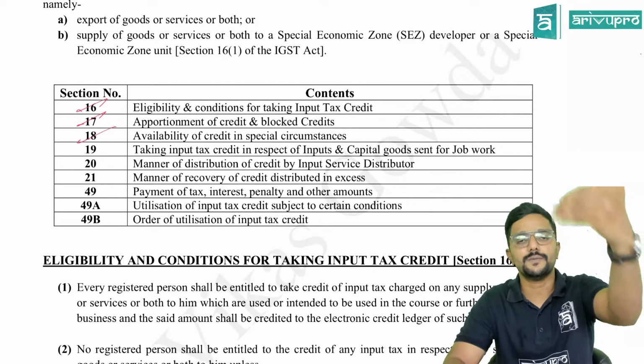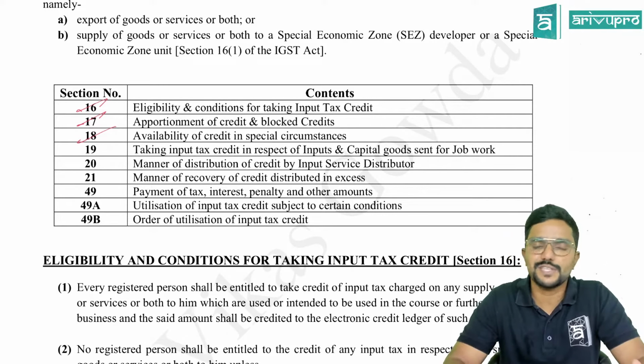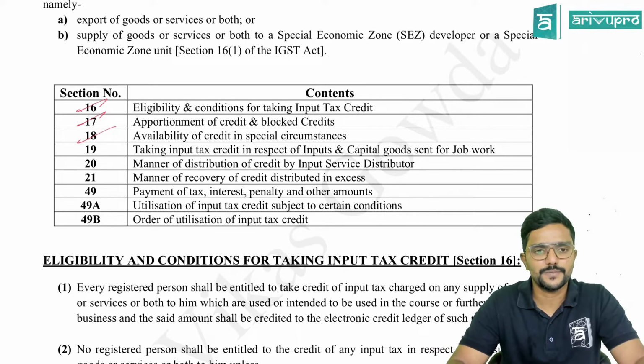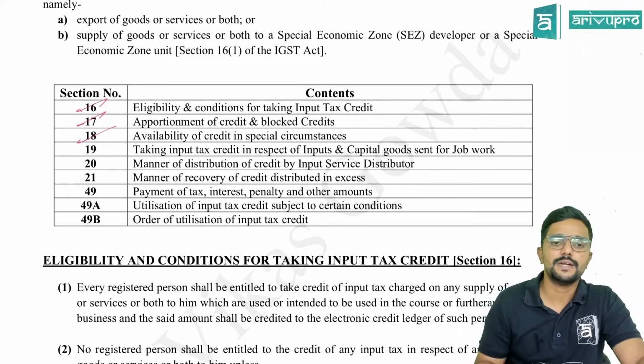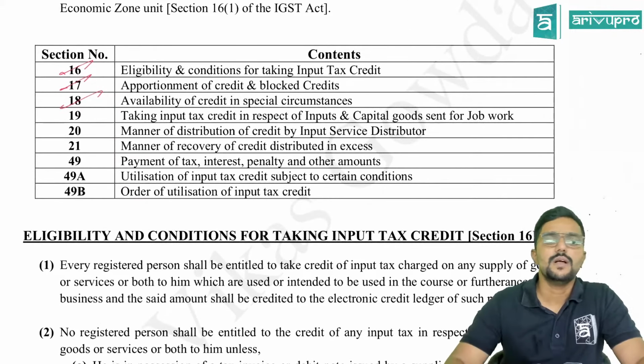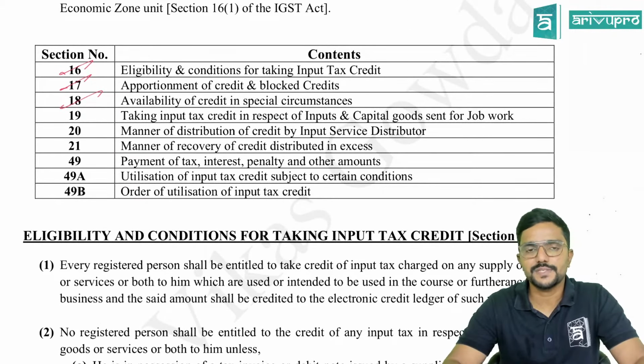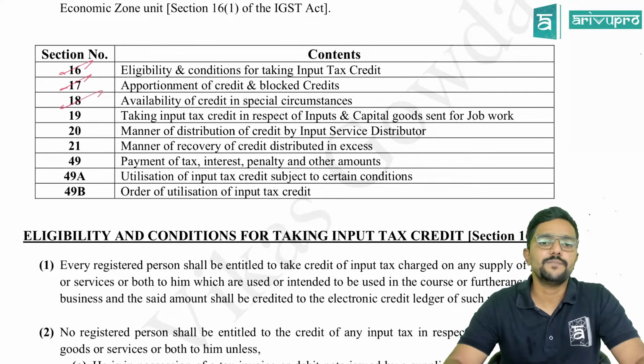Come to the notebook, the first page of your notebook where you have written the section numbers. I think you are done till 17. Now write 18 under CGST. Under CGST, the input tax provision is the same for both intra and interstate supply, guys. So write section 18, and in content, availability of credit in special circumstances. Clear? Okay. Next.